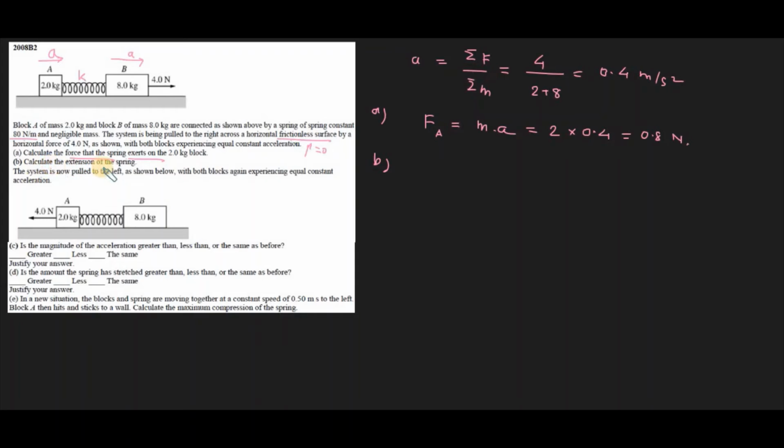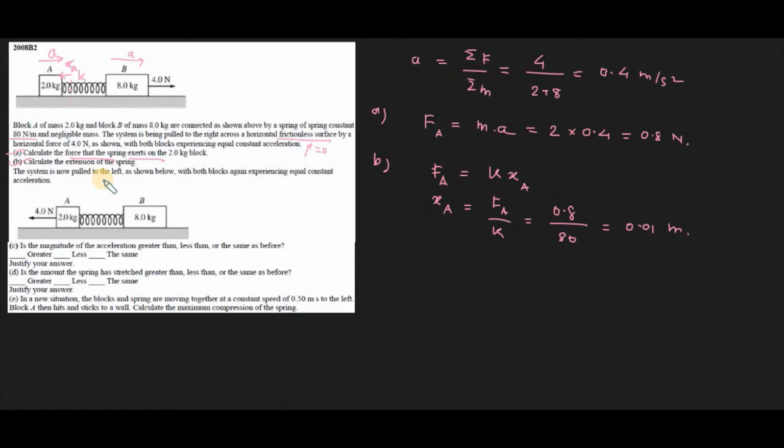Now in the second part, calculate the extension of the spring. Let's say the spring is getting elongated by a distance xa. So in that case, the force exerted on the spring is k times xa, and we can determine the elongation, that is Fa upon k. Fa is 0.8 upon k, that is 80. So we'll be getting 0.01 meter. That's the elongation.